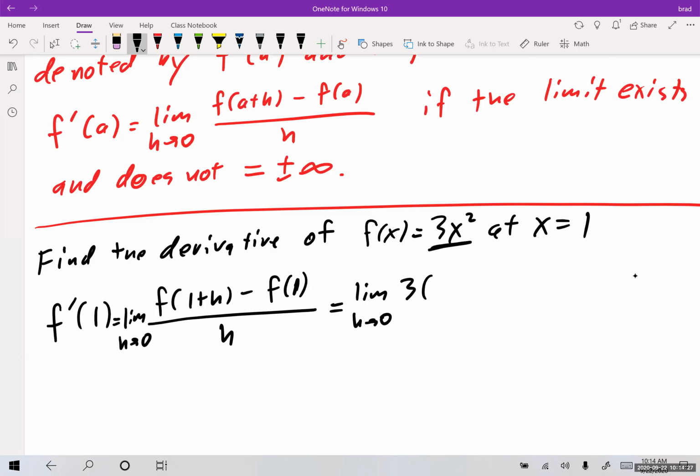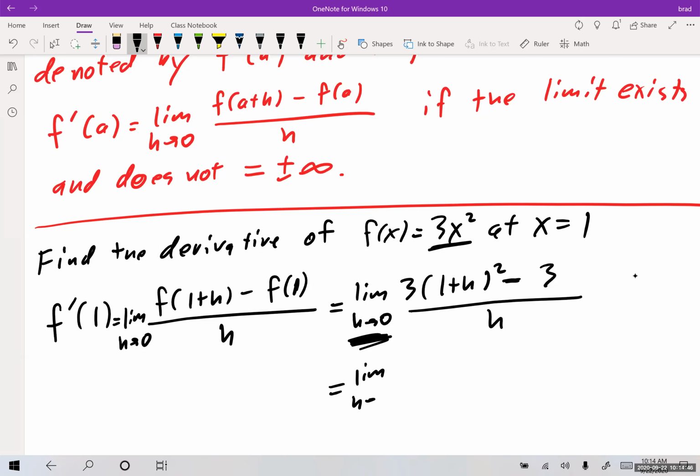So this would become 3 times (1 plus h) quantity squared minus f of 1, but we know f of 1 is just going to be 3, all divided by h. Normally we like to plug our limit in right now, but we can't, because we would have division by 0. So we need to do some cleanup like we did in the previous section.